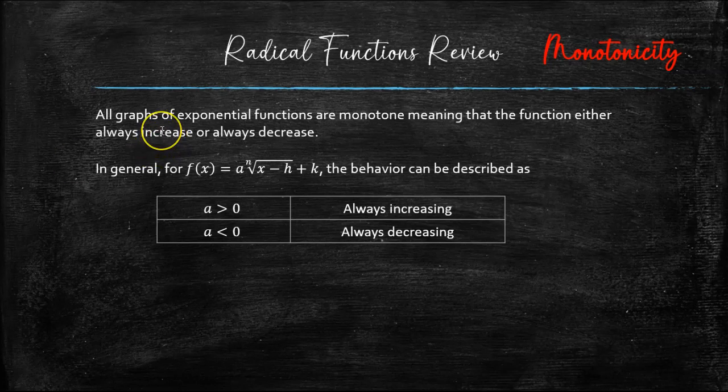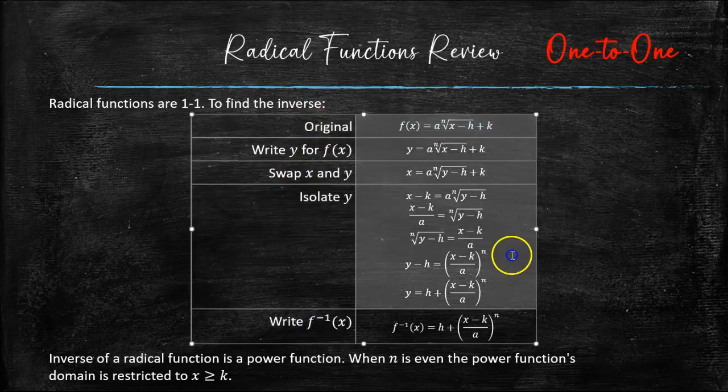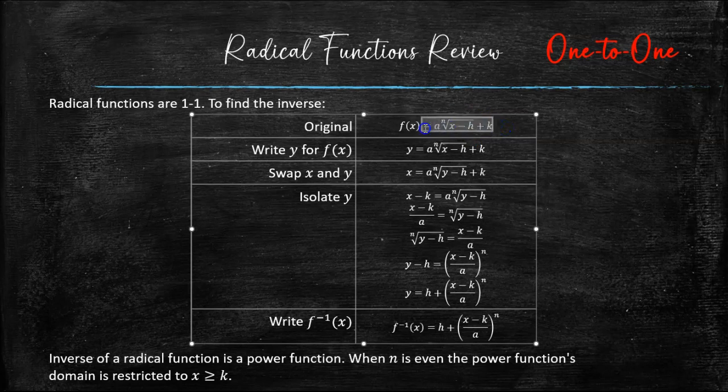Monotonicity, it's simple. Graphs of radical functions are always either increasing or decreasing, and it all depends on the value of a. If a is positive, it's always increasing. If a is negative, it's always decreasing on its domain. Since the graphs of radical functions are monotone, that means they are also one-to-one. And as all one-to-one functions, they have inverses. So if you're looking for an inverse function of a radical function, you have to follow this procedure. And here's an example of finding an inverse function to a radical function in this form.